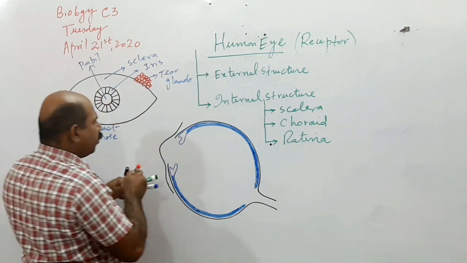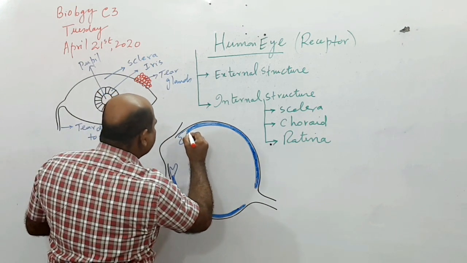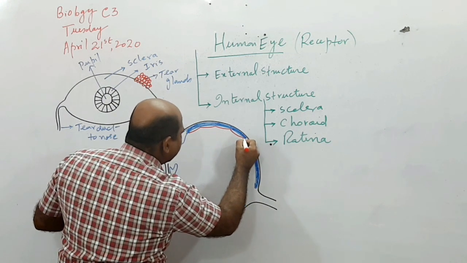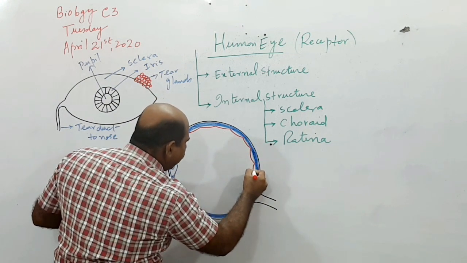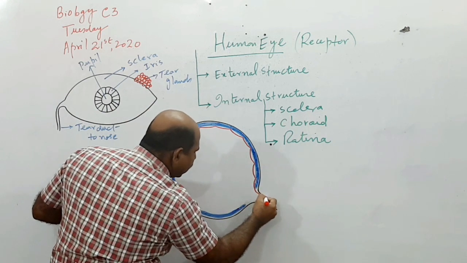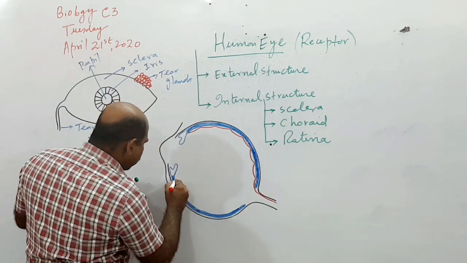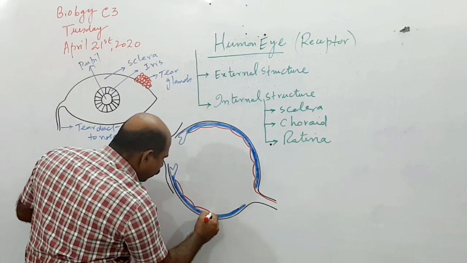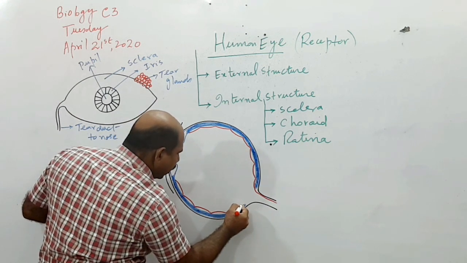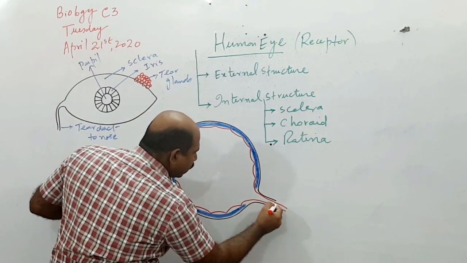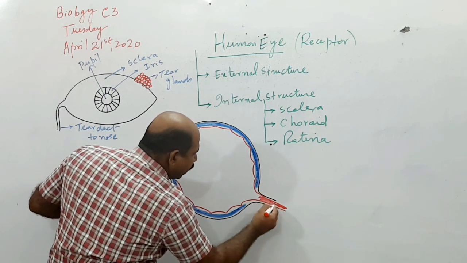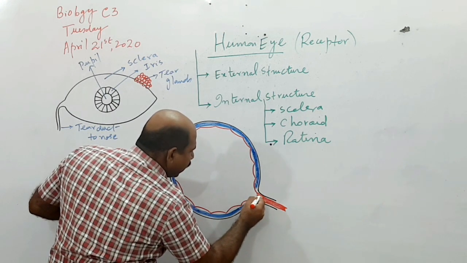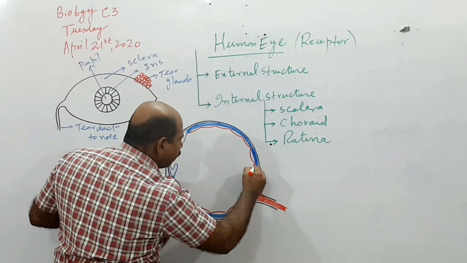And now I'm going to draw the third layer of the eye. Look at this. This is the most important layer of the eye, and this layer is basically composed of neurons. Inside this particular layer, the neurons are present, and this one is the retina.